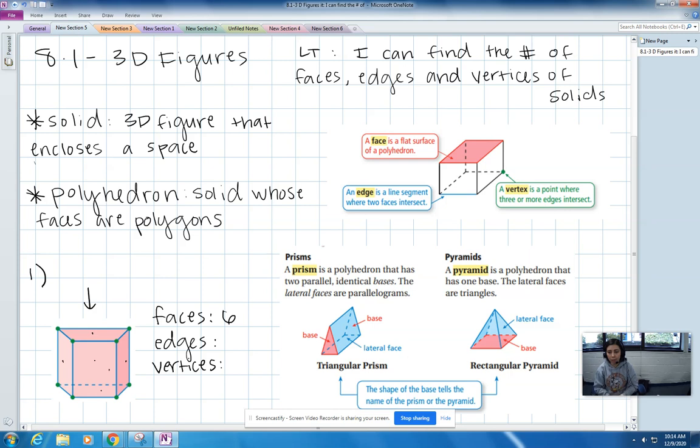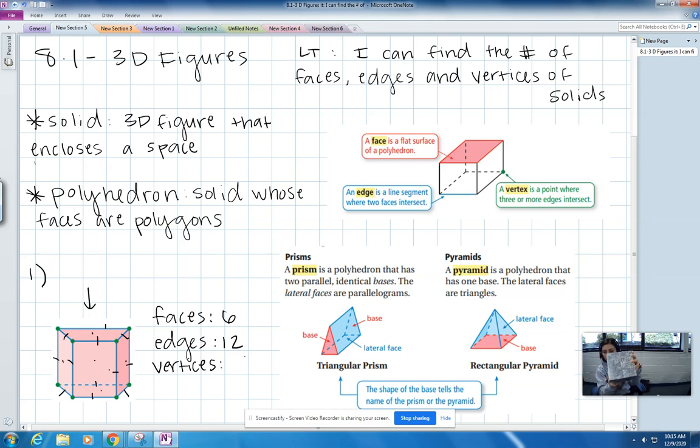Next, we have edges. So edges are those line segments. What I like to do is put a little dash through each line segment that I count to make sure I get them all. Be sure you are including those dashed line segments as well, because those are still there. They're just behind the shape. You just can't see them from the front. So we have 1, 2, 3, 4, 5, 6, 7, 8, 9, 10, 11, 12. There are 12 edges.